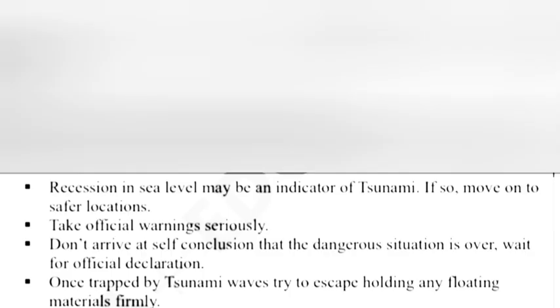Answer: Recession in sea level may be an indicator of tsunami. If so, move on to safer locations. Take official warnings seriously. Don't arrive at self-conclusion that the dangerous situation is over. Wait for official declaration. Once trapped by tsunami waves, try to escape holding any floating material firmly.